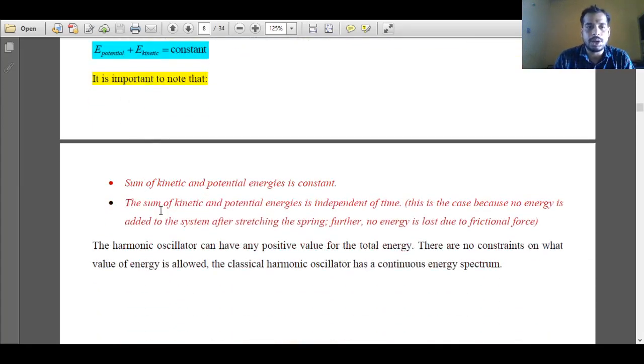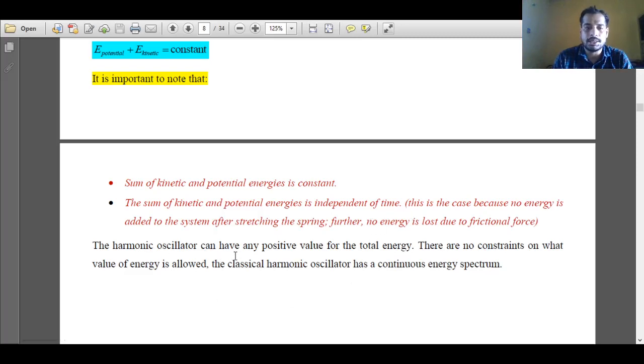Now there are a few important points to note. The sum of kinetic and potential energy is constant. The sum of kinetic and potential energy is independent of time. This is the case because we are not adding any energy after the pendulum starts oscillating, and energy is also not dissipated by any residual force like frictional force. So that's why the sum of kinetic energy and potential energy is independent of time.